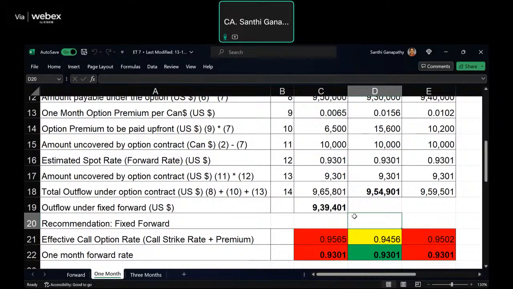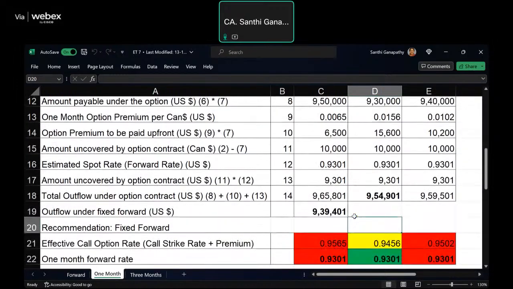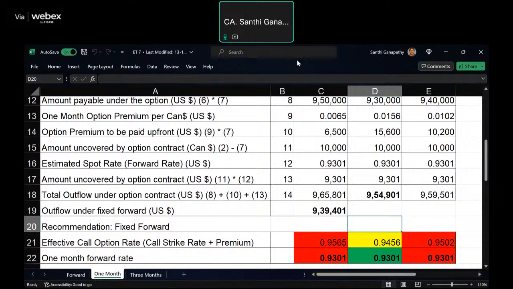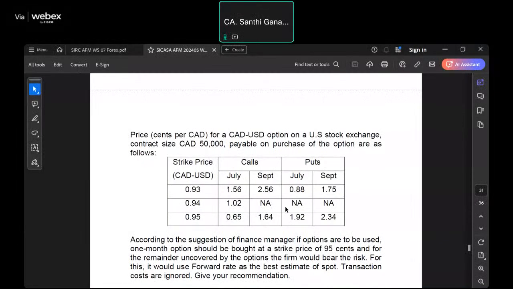So even if the finance manager would consider 95, that doesn't make any sense, isn't it? Because 95 cents plus premium, where is the comparison? This is only 0.93. So this would be definitely better. Probably that is why in the question they have suggested 95 cents. That is where you have the least premium.